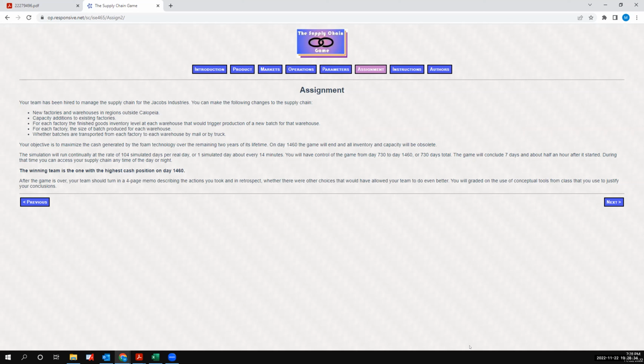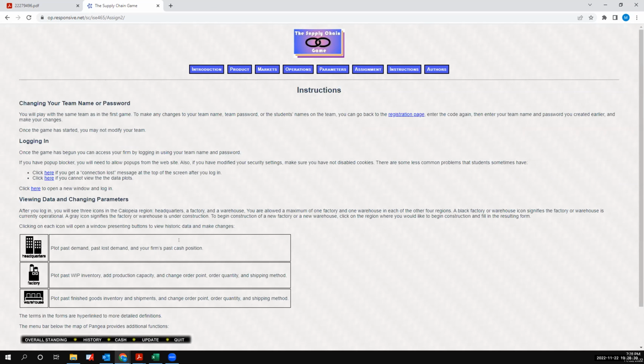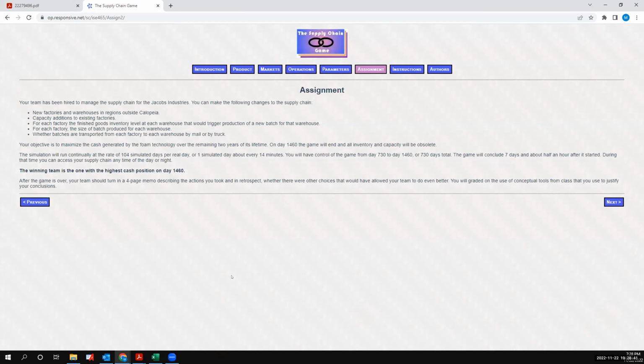Okay, the memo issues there. Yeah, you need to turn in a 4-page memo, a maximum 4-page memo. In other words, it doesn't have to be.